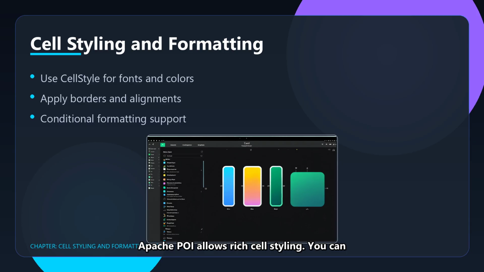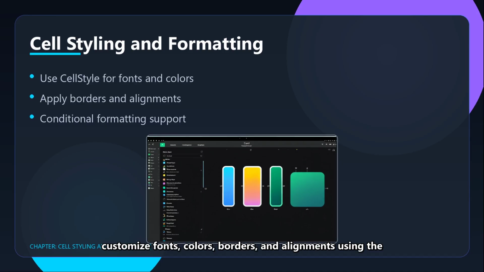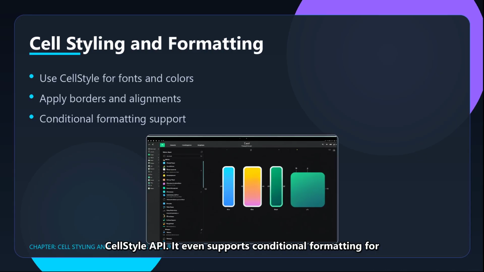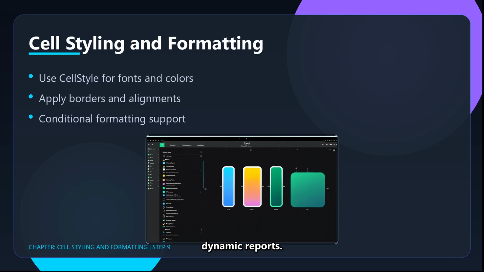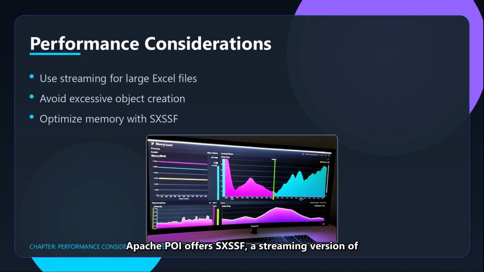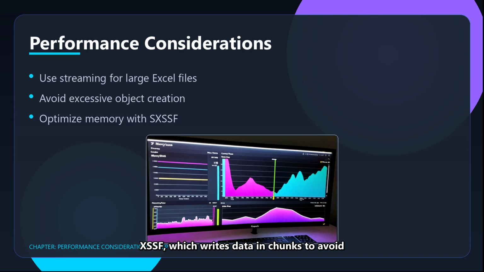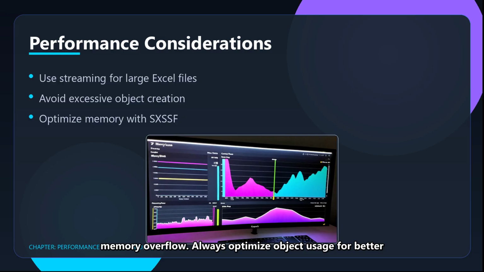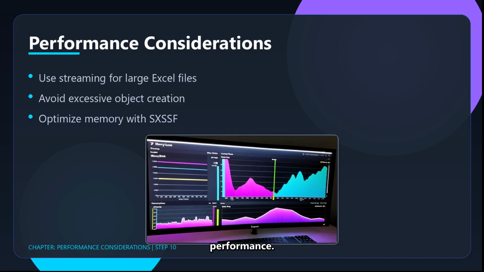Apache POI allows rich cell styling. You can customize fonts, colors, borders, and alignments using the CellStyle API. It even supports conditional formatting for dynamic reports. For large Excel files, memory usage can spike. Apache POI offers SXSSF, a streaming version of XSSF, which writes data in chunks to avoid memory overflow. Always optimize object usage for better performance.